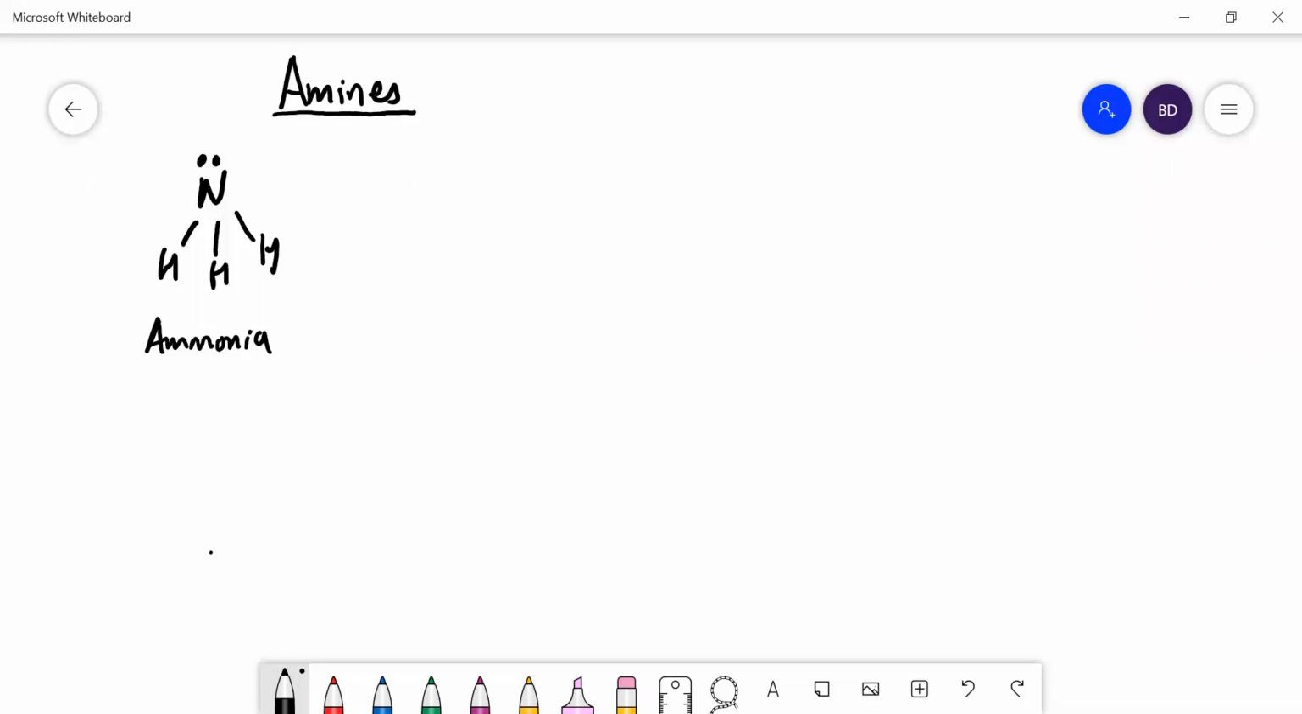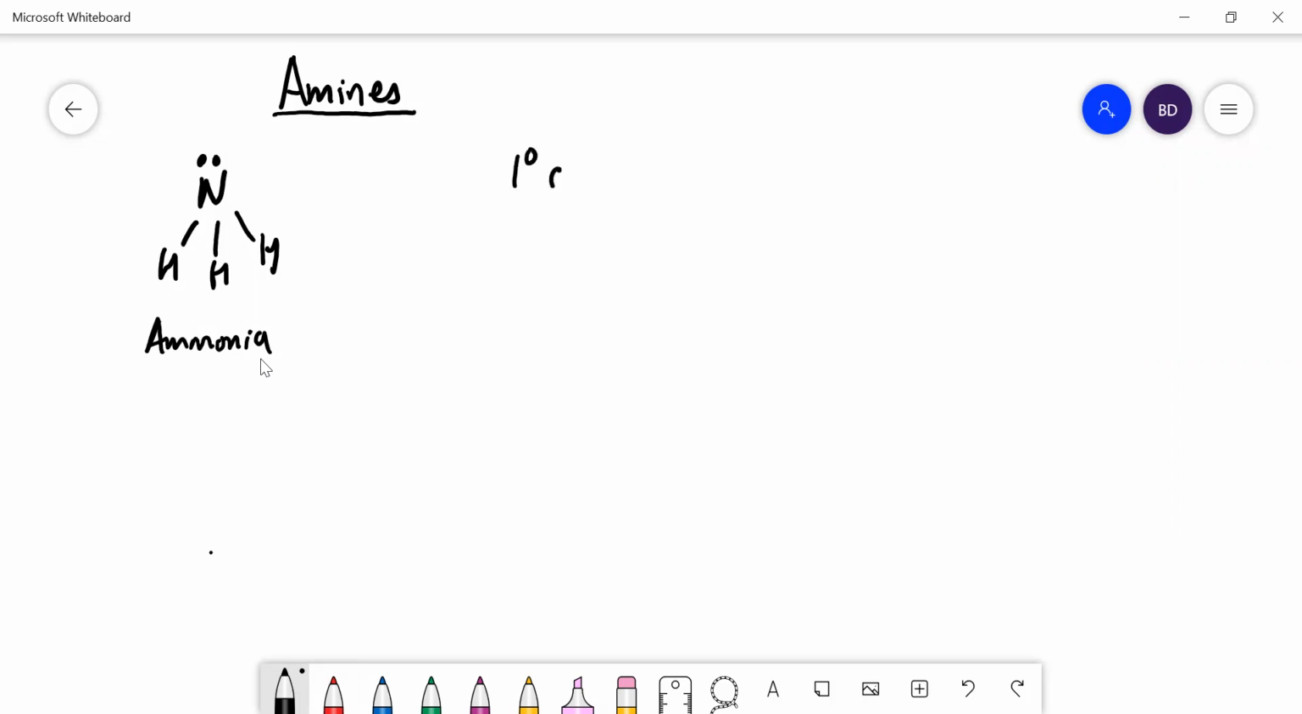Okay, we're going to talk about amines, and a fairly good starting point is ammonia. We've got ammonia there, NH3. It's got a lone pair, which tends to make it a good base, good at accepting protons. Now, the amines are categorized into primary, secondary, and tertiary.